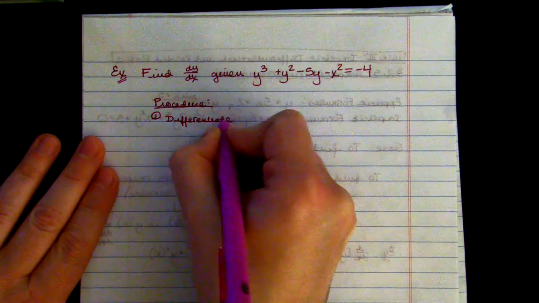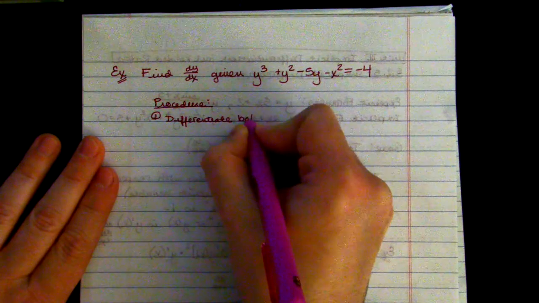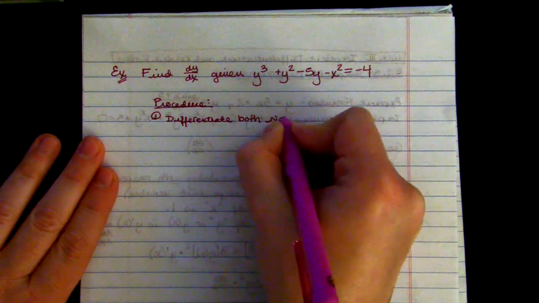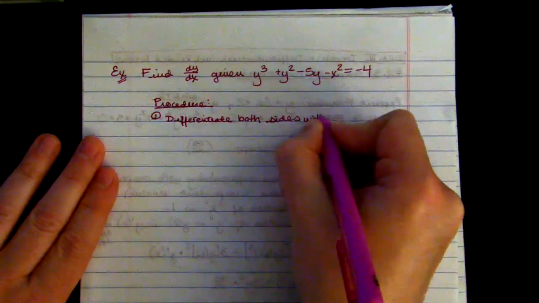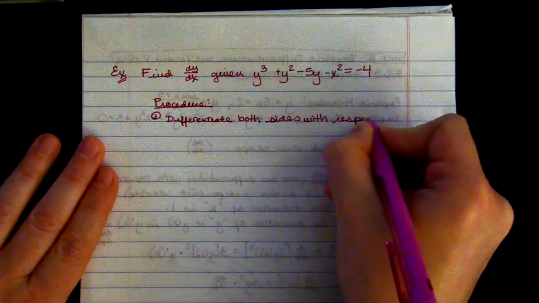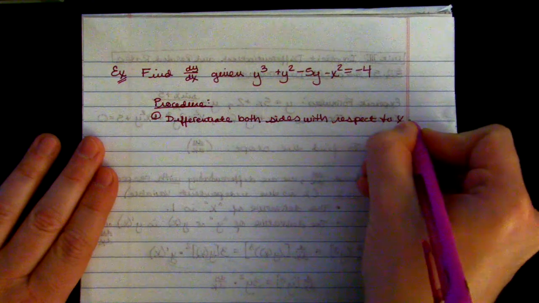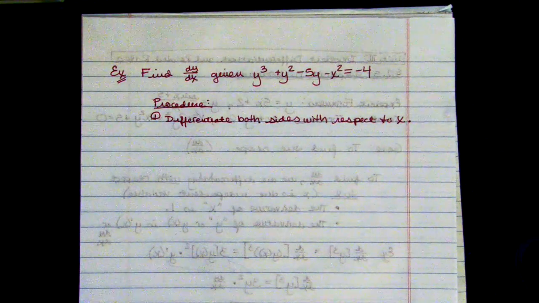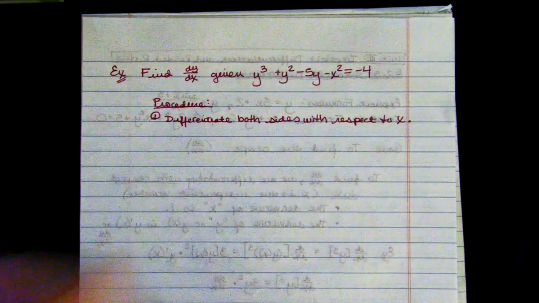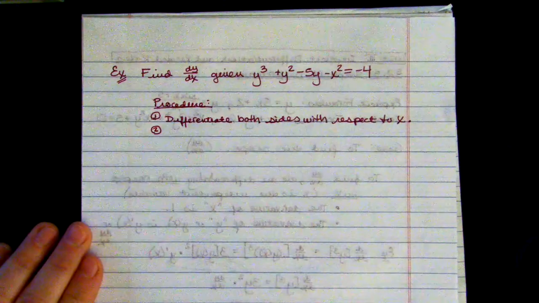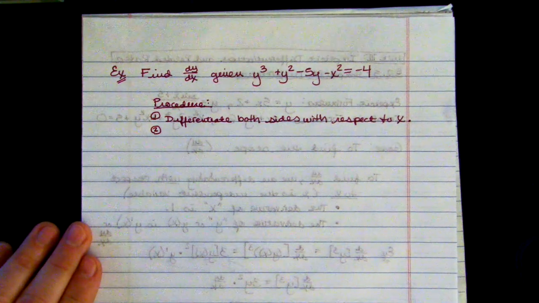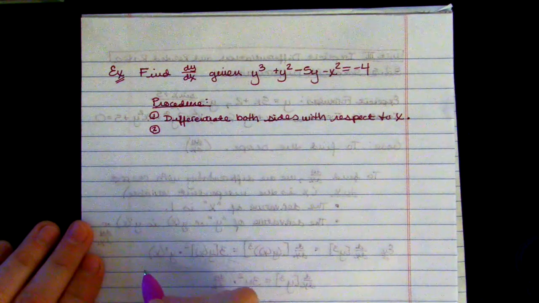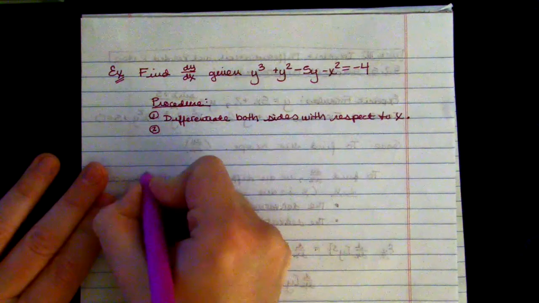Differentiate both sides with respect to x, which just means that x is our independent variable and y is our dependent variable. Step number 1, we're going to differentiate both sides with respect to x. Step 2, leave that for now. We'll deal with that in a moment. First thing I want to do is find the derivative of both sides.